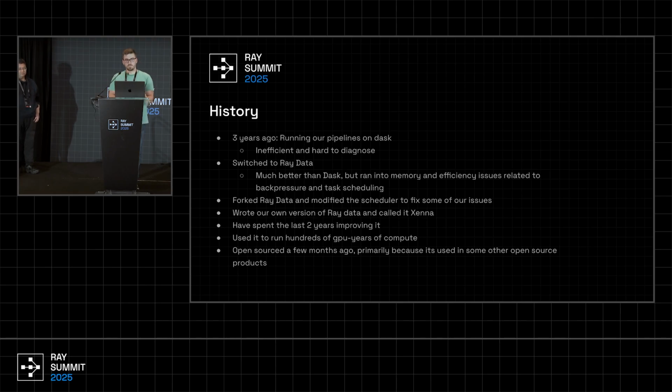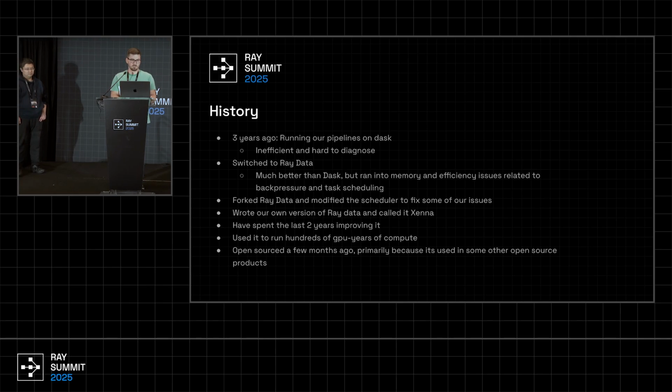So the history here is that 3 years ago, we were running these pipelines and we were using Dask. We found that it was pretty inefficient and hard to run, hard to diagnose, et cetera. We switched to Ray Data, which was much better than Dask, but at the time we ran into a lot of memory back pressure efficiency issues with Ray Data. I've actually tested Ray Data a little bit recently and found that I think they've done a much better job with back pressure, although we haven't done large scale comparative tests recently.